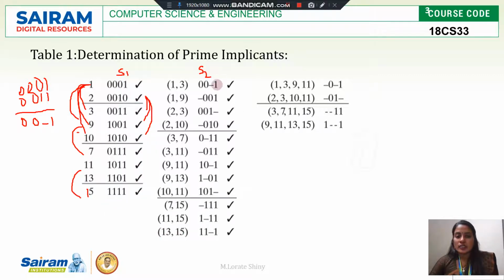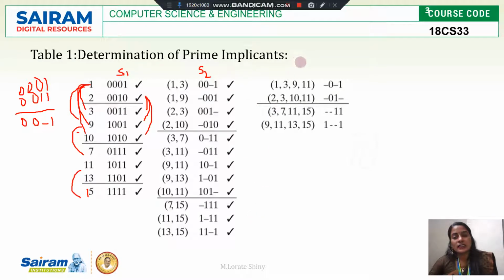Okay. Now your stage 2 is also ready. You have to divide them into groups. So in the first group there is a single one, in the second group 2 ones, in the third group 3 ones. Okay. So in the first stage you had 4 groups, in the second stage you have only 3 groups.